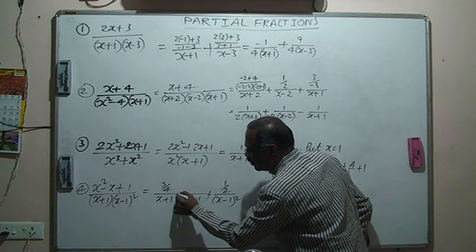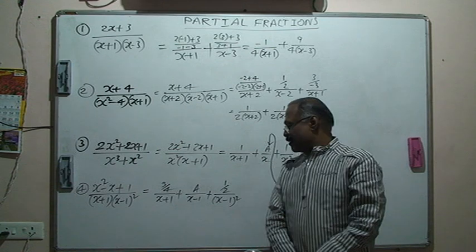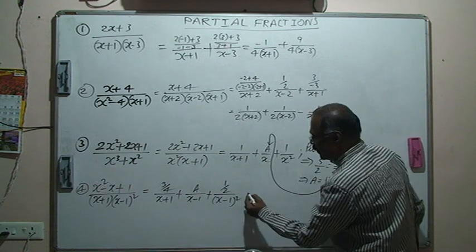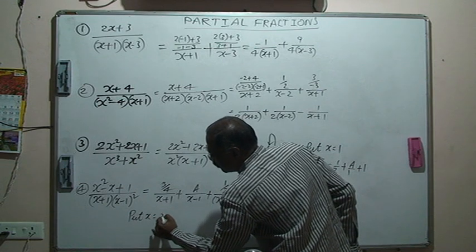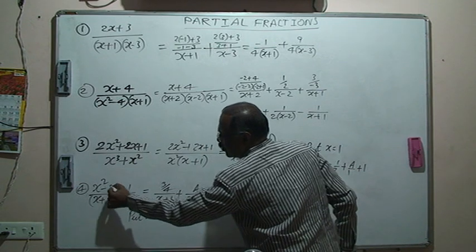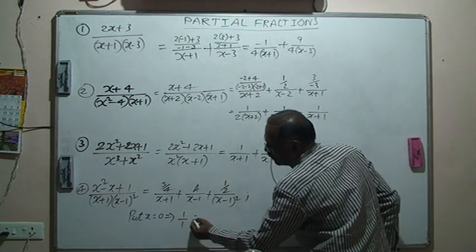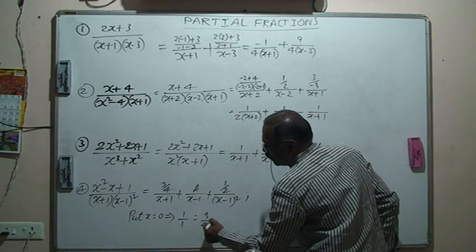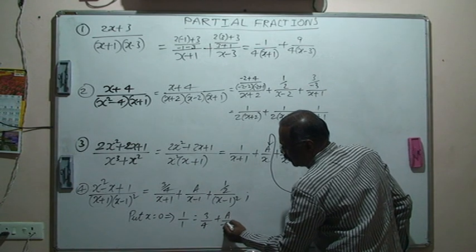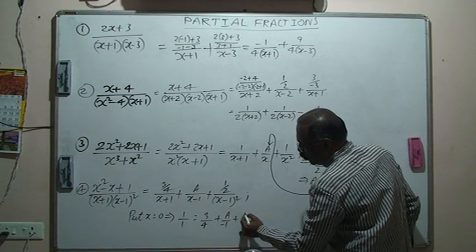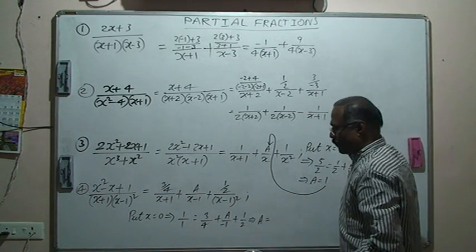Now, you have to find out the value of A here. Now, put x equal to 0. This implies 1 by 1 is equal to 3 by 4 into (0 + 1) plus A by −1 plus 1 by 2. So, we need A here. What is A here?